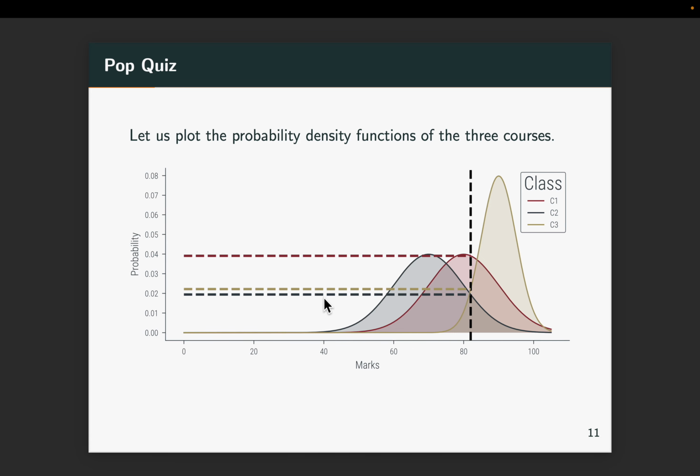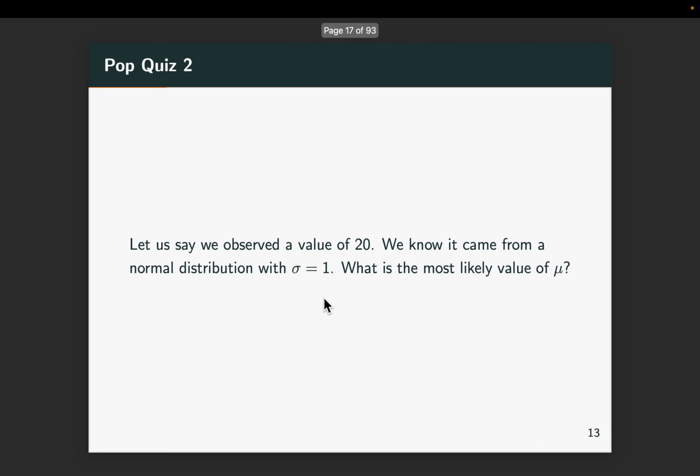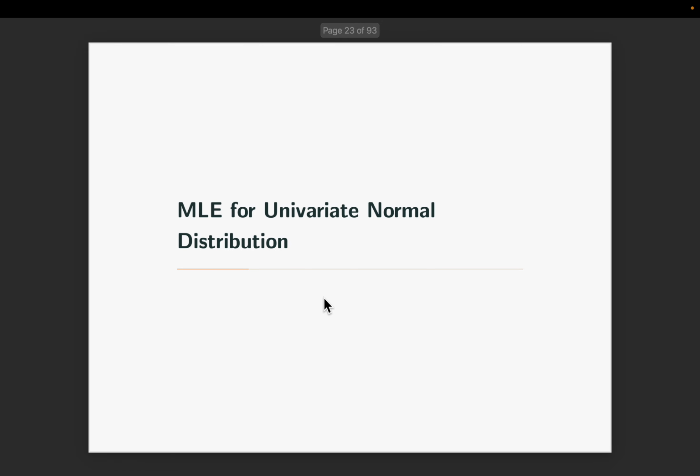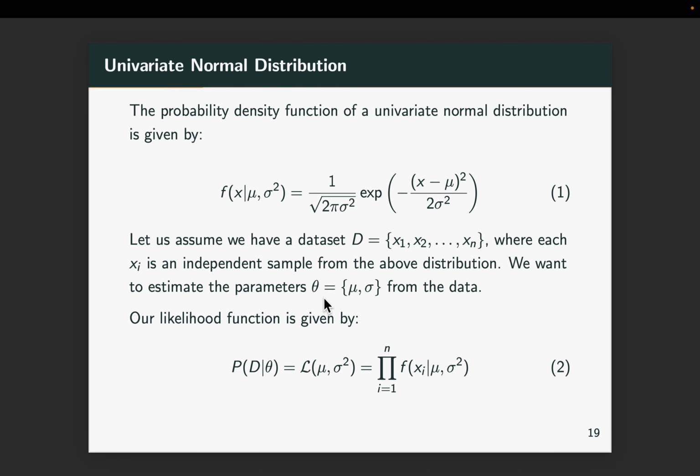If you have multiple observations, what is the change we need to make in this figure? So in this figure, we have a single student, 82 marks. If we had 2 students, 82 and let's say 60, what change do we need to make? For each observation, we draw a vertical line, we obtain the probabilities, and what do we do with the individual probabilities? Multiply them, because that's the factorization which we saw. So this is where we stopped last time.